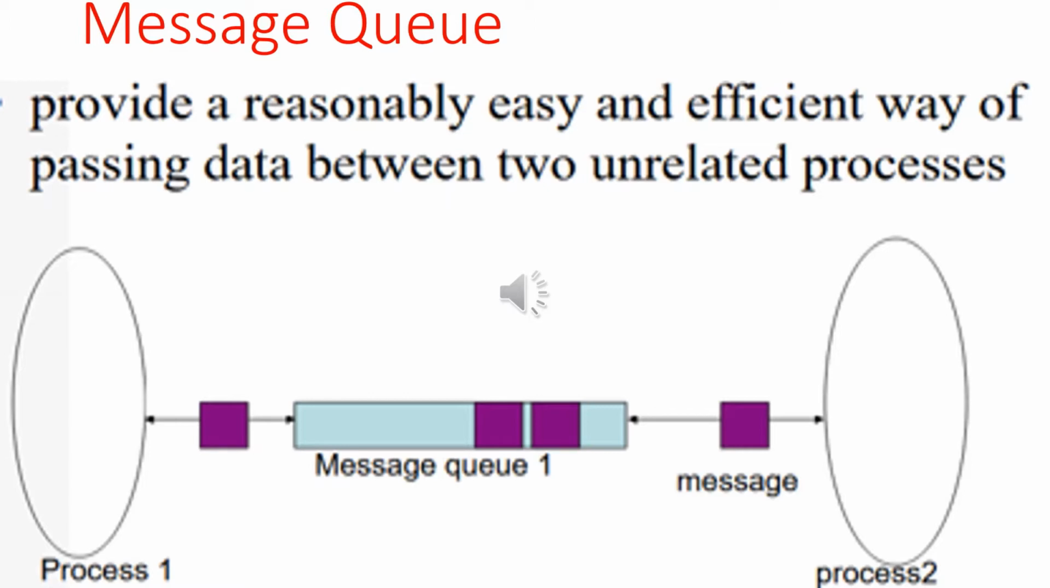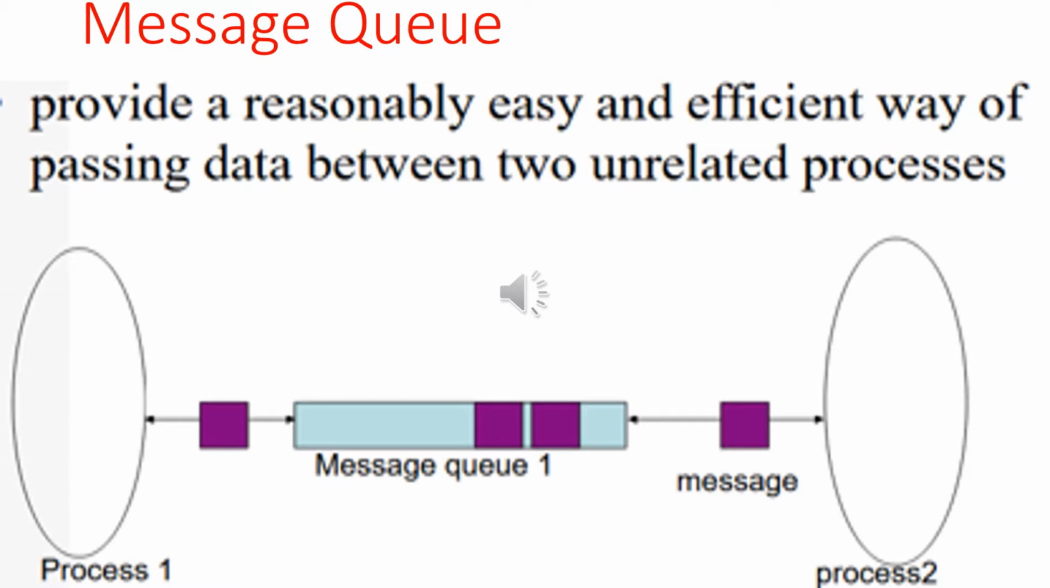A message queue is a linked list of messages stored within the kernel and identified by the message queue identifier. A new queue is created or an existing queue opened by the msgget function. New messages are added to the end of the queue by the msgsnd function.